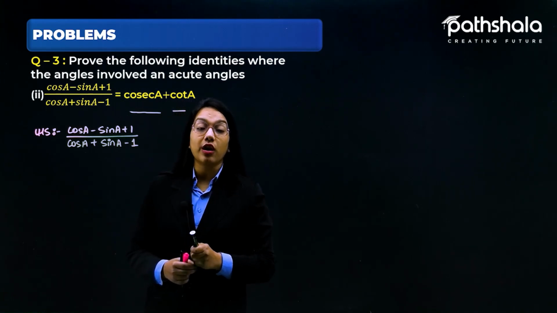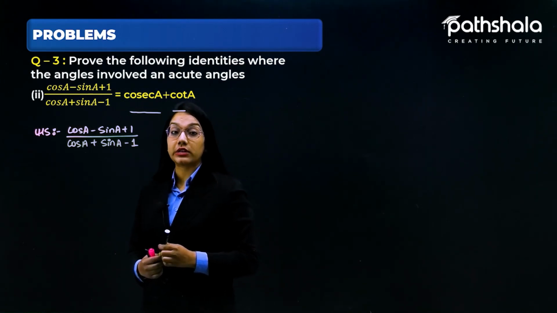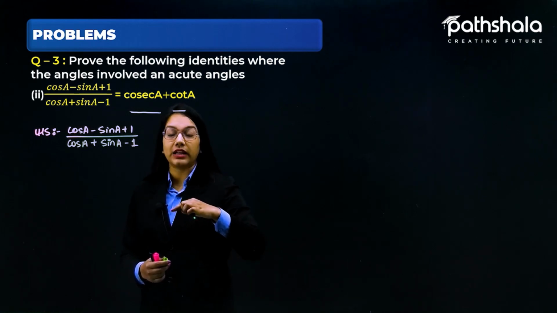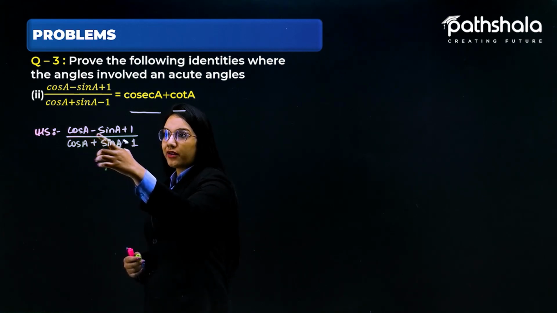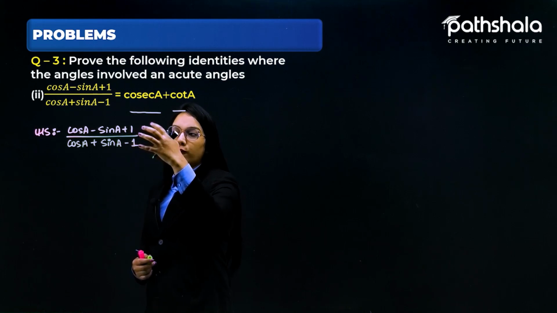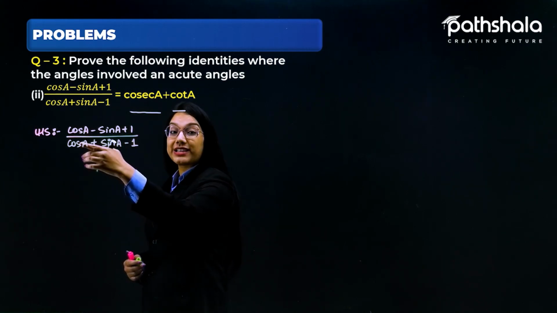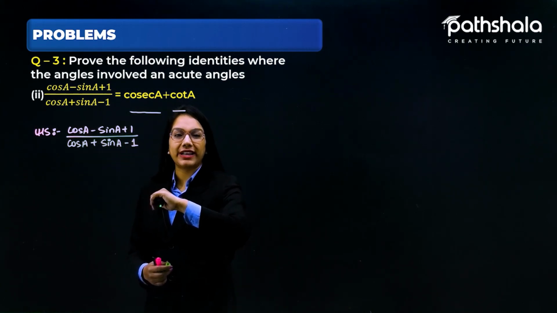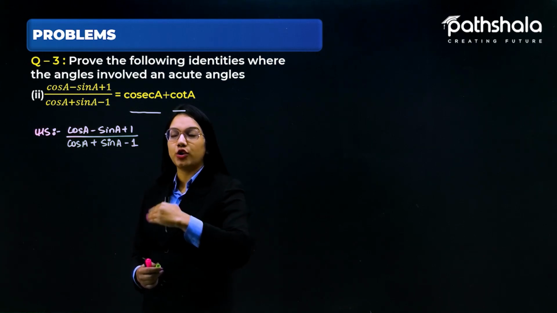So if we are just talking about cot, we know that cot is nothing but the ratio of cos by sine. So we have to convert this into the formation of cos by sine. Let us suppose I'm dividing sine in the numerator as well as in the denominator.